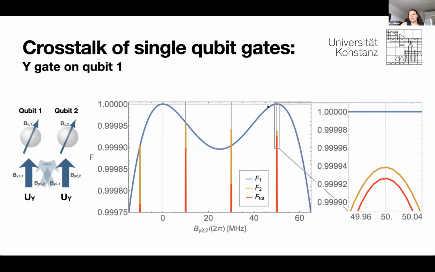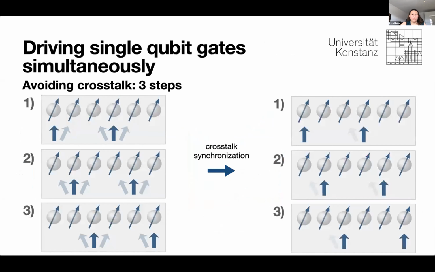And what we see is even for the highest optimization that we find, we will still have an unavoidable crosstalk effect here. So the red line is the total fidelity for both qubits, and we see that it will have an unavoidable effect, and this for optimized conditions already.